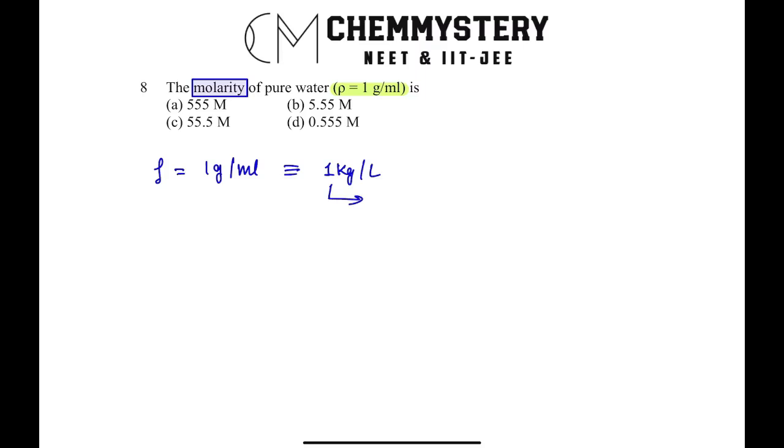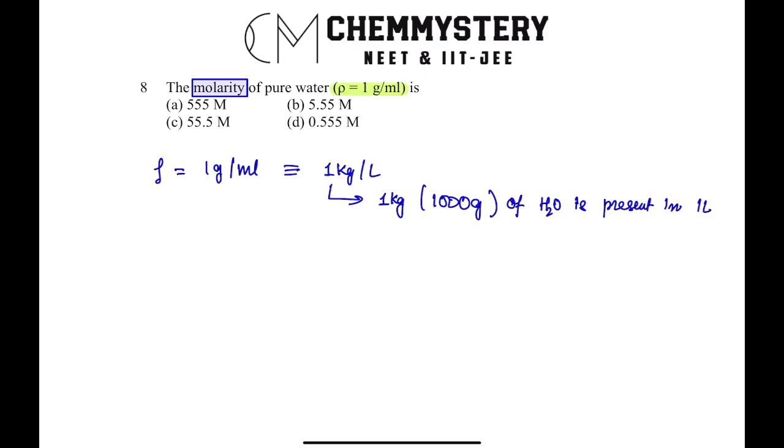This 1 kg per liter means what? 1 kg, that is 1000 gram of water. Now pure water means solute is also water, solvent is also water. So 1000 gram of water is present in 1 liter of water. This is the meaning, because in pure water, solvent is also water, solute is also water.